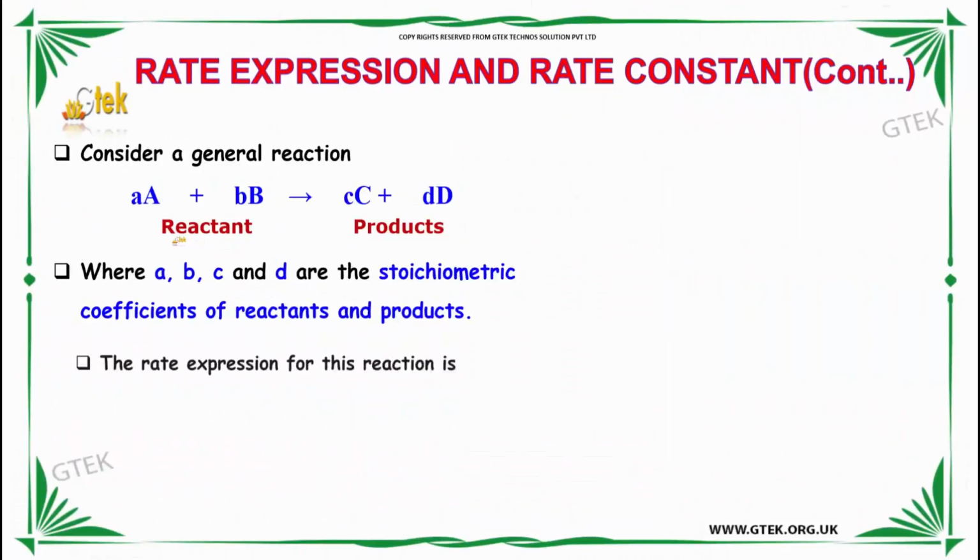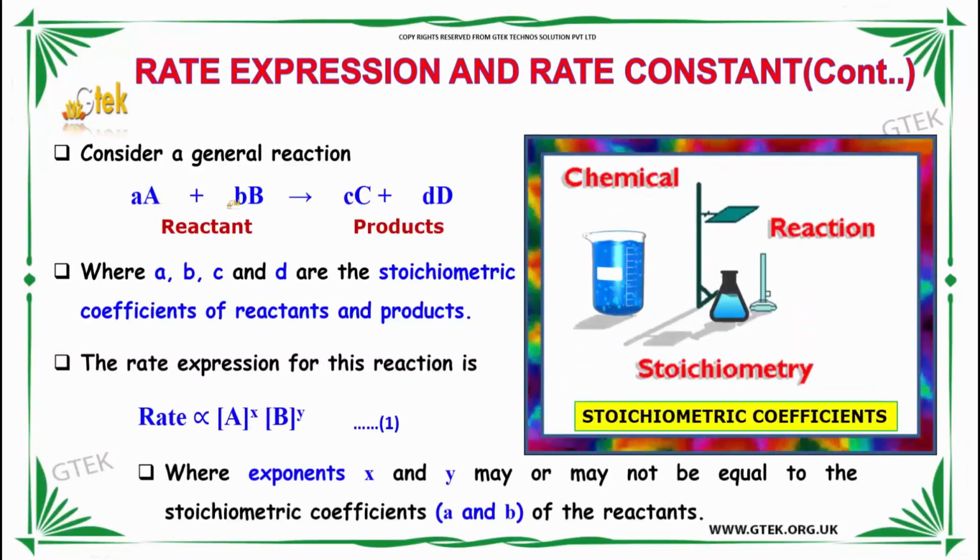Here is a general equation. I have A and B as the reactants, which give C and D as products. a, b, c and d are the stoichiometric coefficients of the reactants and products. The rate expression for this reaction is: rate is directly proportional to [A]^x [B]^y, where exponents x and y may or may not be equal to the stoichiometric coefficients of A and B respectively.